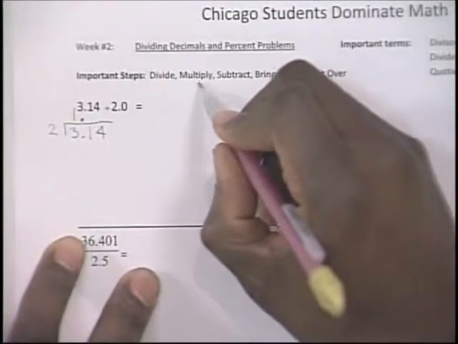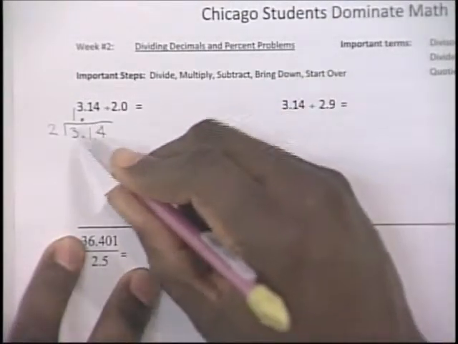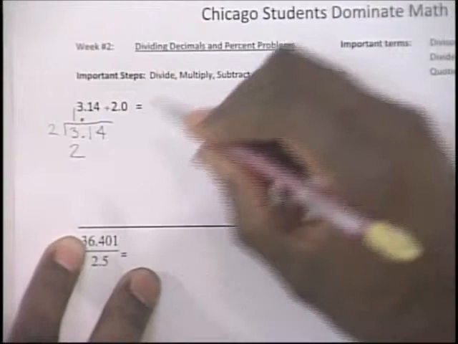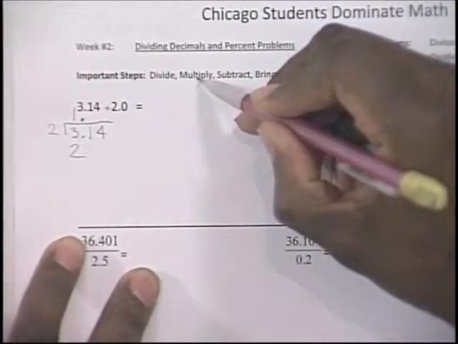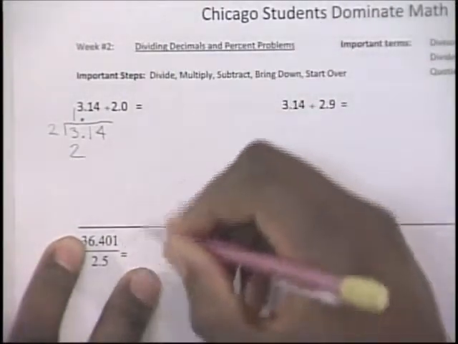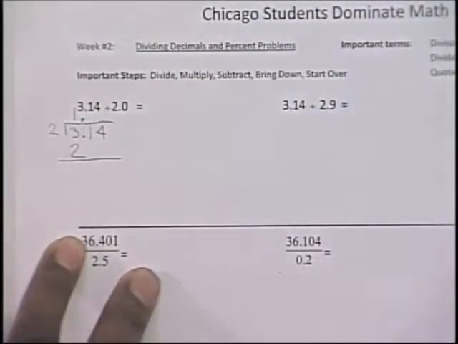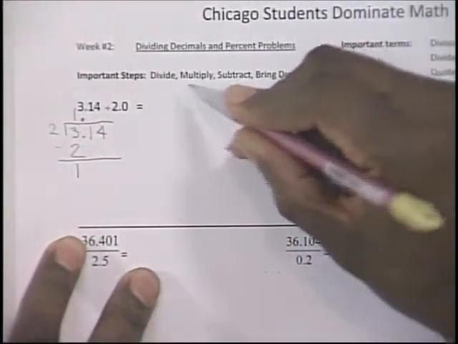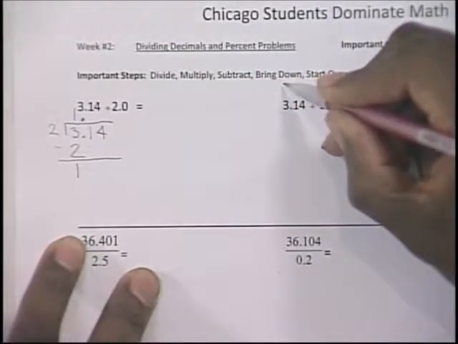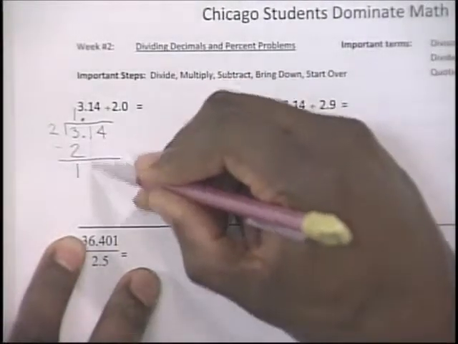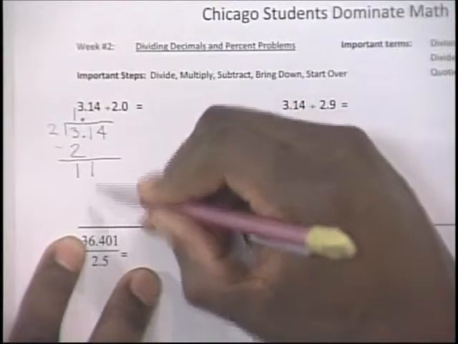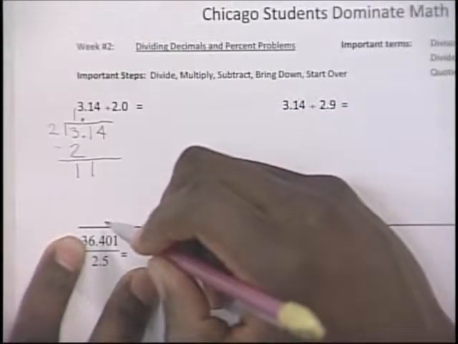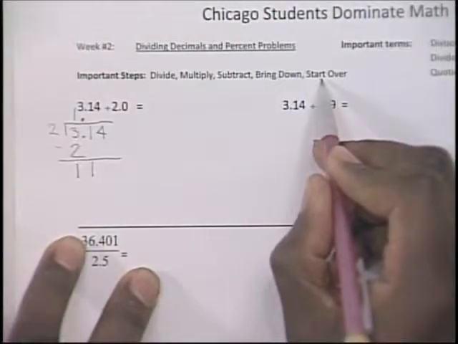Now, the second step, we multiply. 1 times 2 is 2. The next step is to subtract these 2 numbers. 3 minus 2 is 1. Now let's bring down the 1. Bring that 1 straight down. We only bring down 1 number. And now we start all over again.